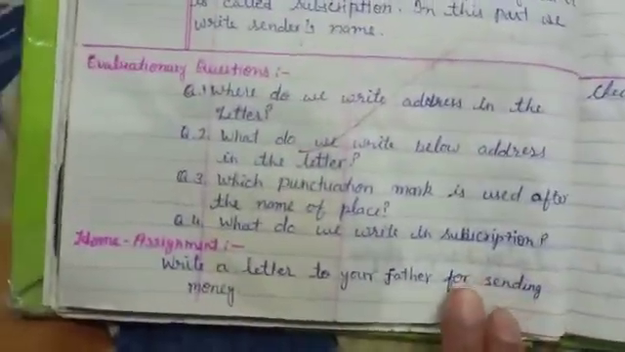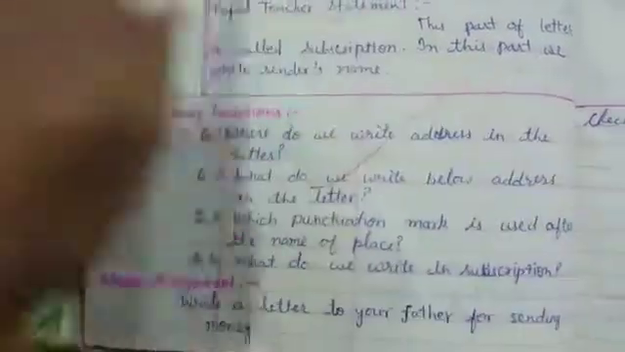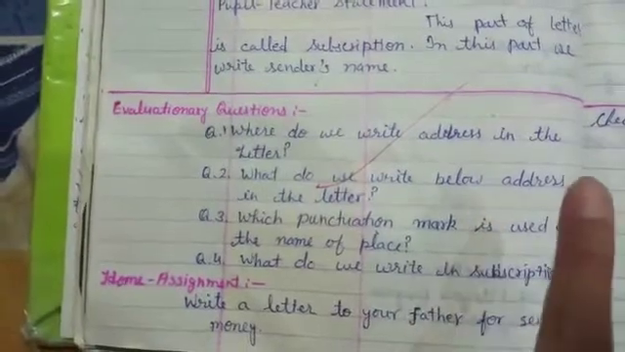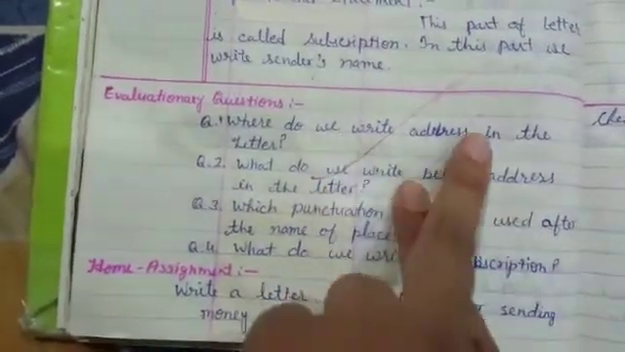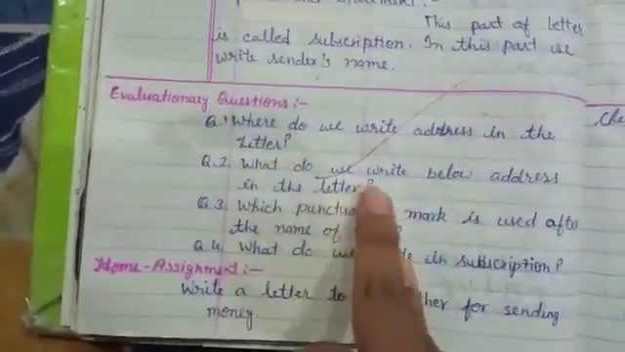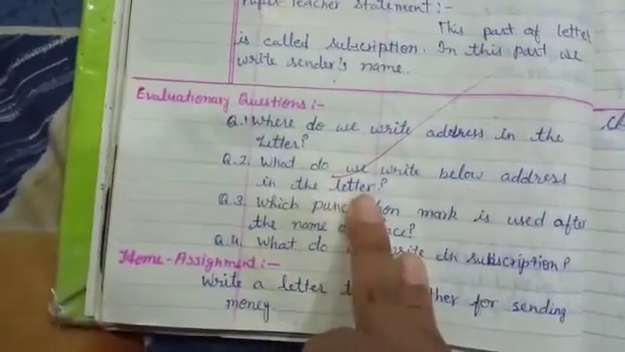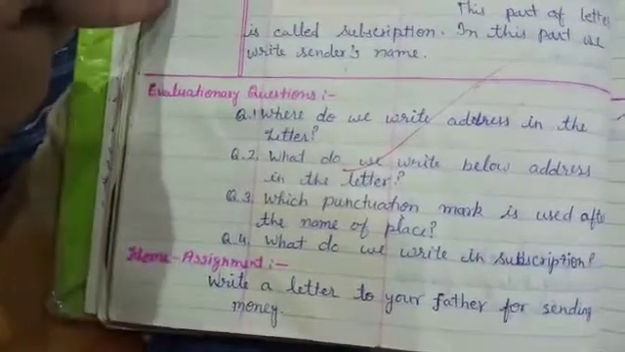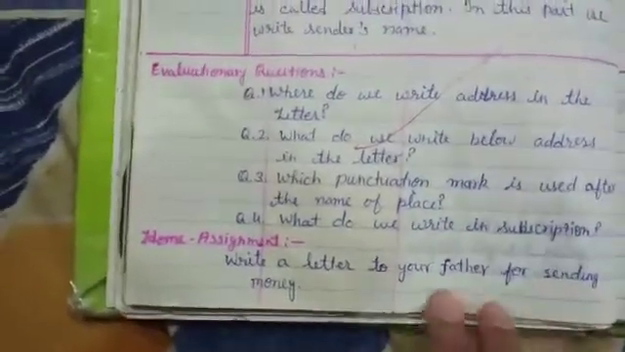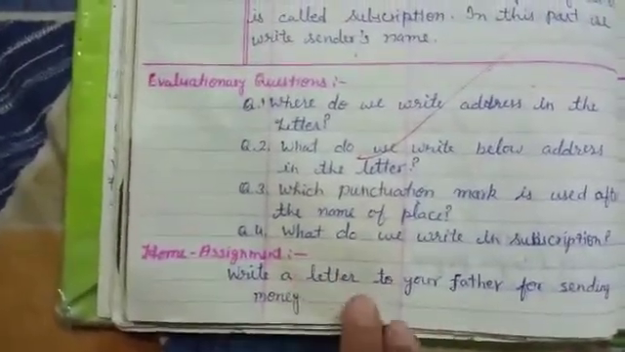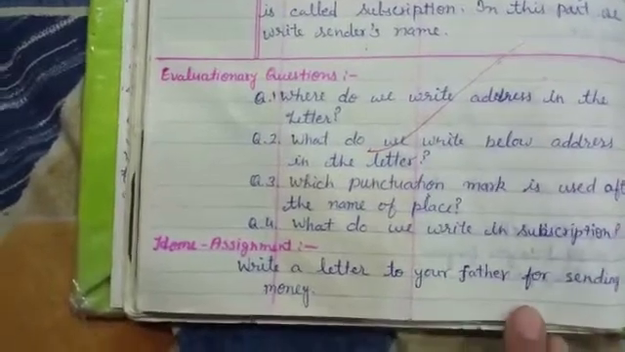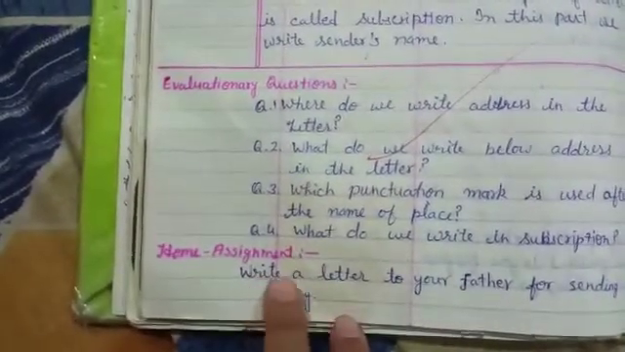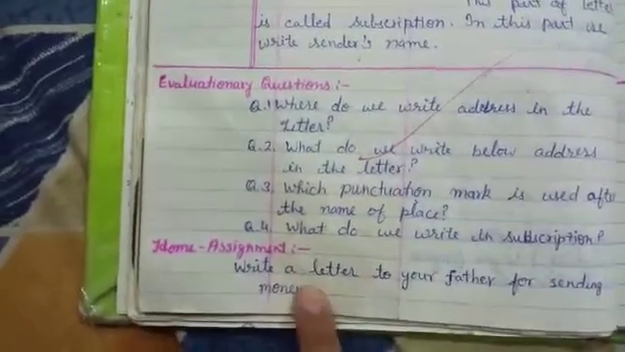Next, we have the evaluation questions. After this whole exercise, these are the questions that the pupil teacher will ask the students. Where do we write the address in the letter? What do you write below the address in the letter? These all are related to whatever was taught in the presentation. After that, we have the home assignment. Home assignment is what the pupil teacher will give the students to do at home. So here, the pupil teacher has asked, write a letter to your father for sending money.